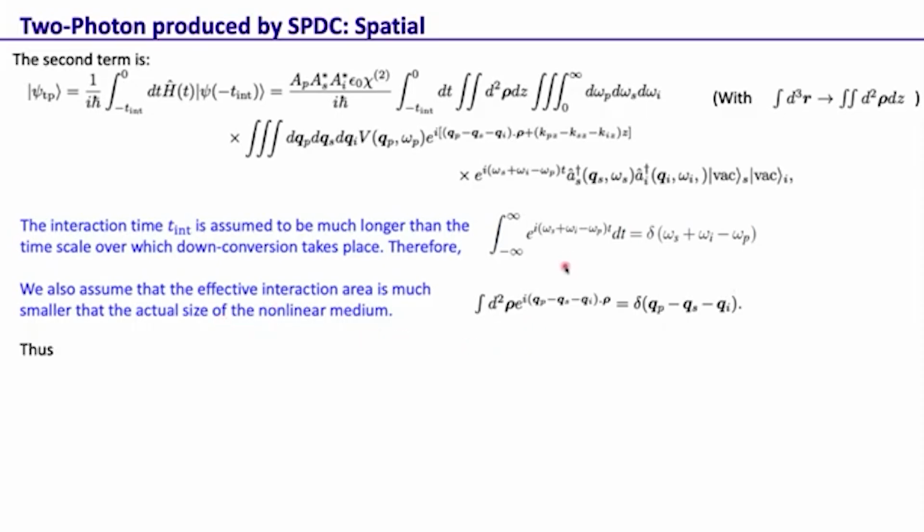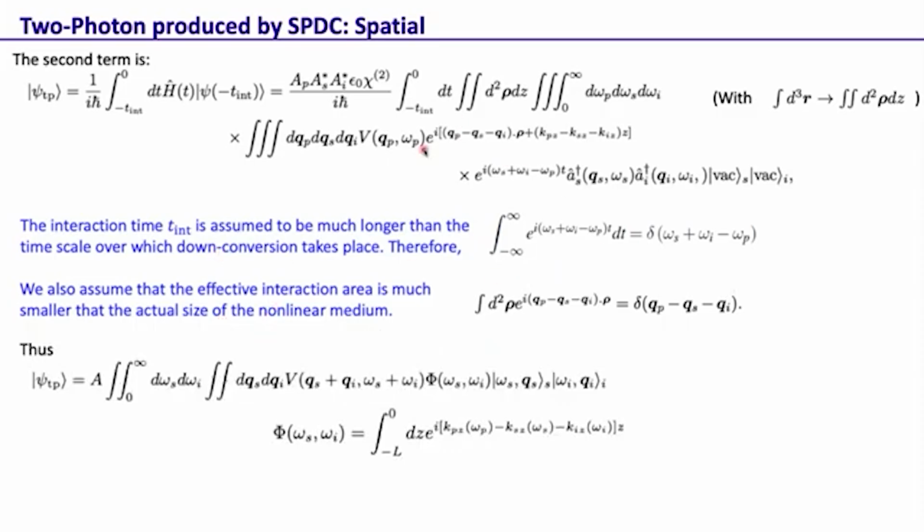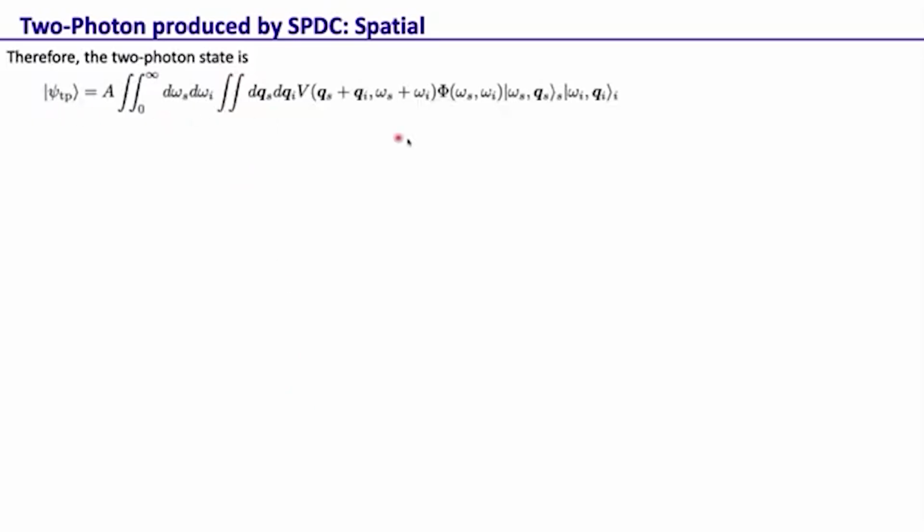So with these two assumptions, if we put in this expression, then we can see the second term, or the two-photon state, takes this form. And again here we have used phi to represent the phase matching function. So this phi is basically the phase matching function. Okay, so that is the two-photon state we have in the most generic sense. We can take two special cases of it. Here we have dqs, dqi, as well as omega s, omega i. So that's the most generic state, but here we can take some special cases.